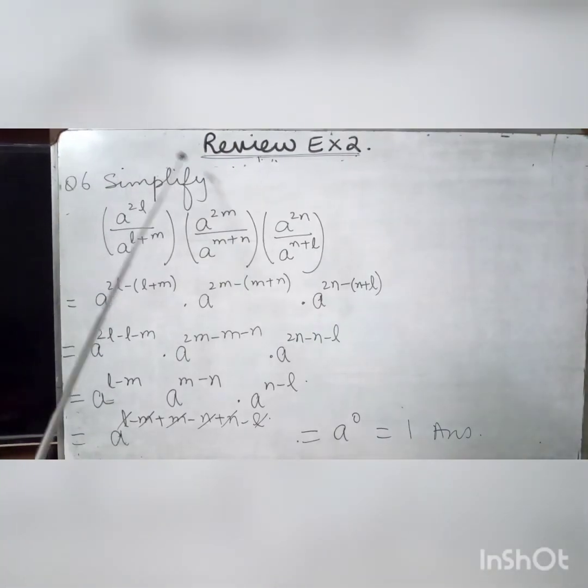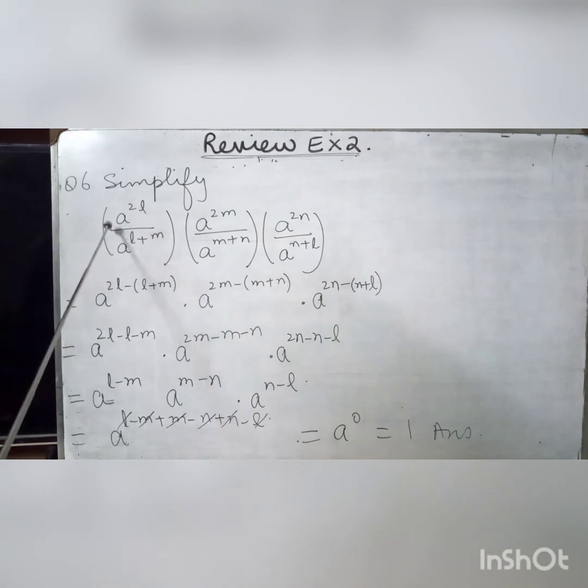Question number 6. Simplify. a raised to power 2l over a raised to power l plus m, into a raised to power 2m over a raised to power m plus n, into a raised to power 2n over a raised to power n plus l. According to the law of exponents, we have a raised to power 2l minus l plus m, a raised to power 2m minus m plus n, a raised to power 2n minus n plus l. After simplification, we have a raised to power l minus m, a raised to power m minus n, a raised to power n minus l.